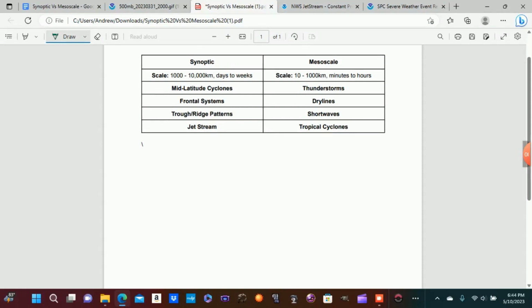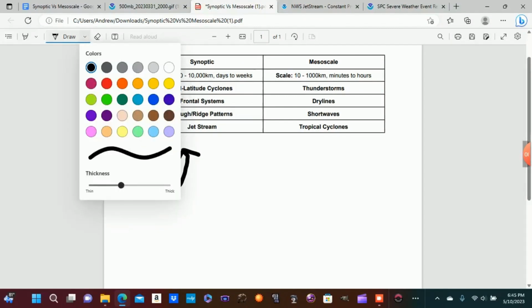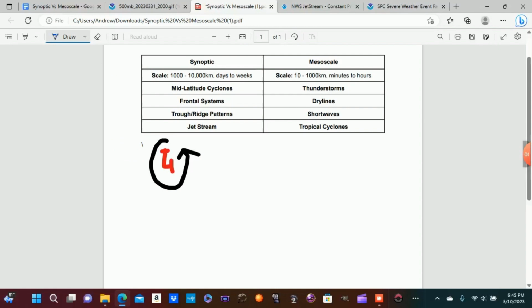So, what does a synoptic scale consist of? Spatially, this ranges from 1,000 to 10,000 kilometers, and the time range is from days up to a week. So I'll illustrate some of the examples that I have listed below. And the first one here is mid-latitude cyclones, which is basically just your low pressure system. And so some of these low pressure systems can expand up to several thousand kilometers, which puts this on the synoptic scale. And you also have the frontal systems that are associated with your low pressure.